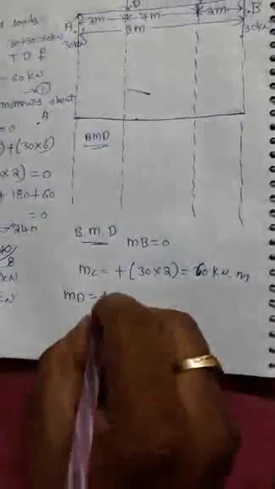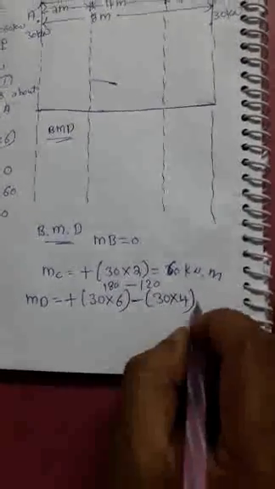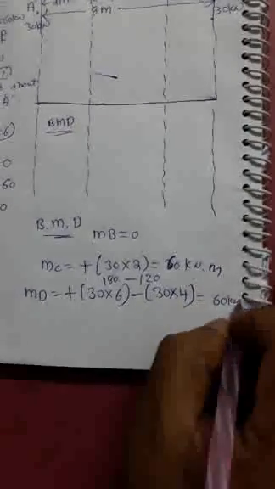And next, MD. For MD two loads are coming, one reaction from B and one point load from C. So plus 30 into 6 for the reaction, and the downward direction is minus, so minus 30 into 4. That is 180 minus 120, so the answer is 60 kilonewton into meter. And next point is MA.